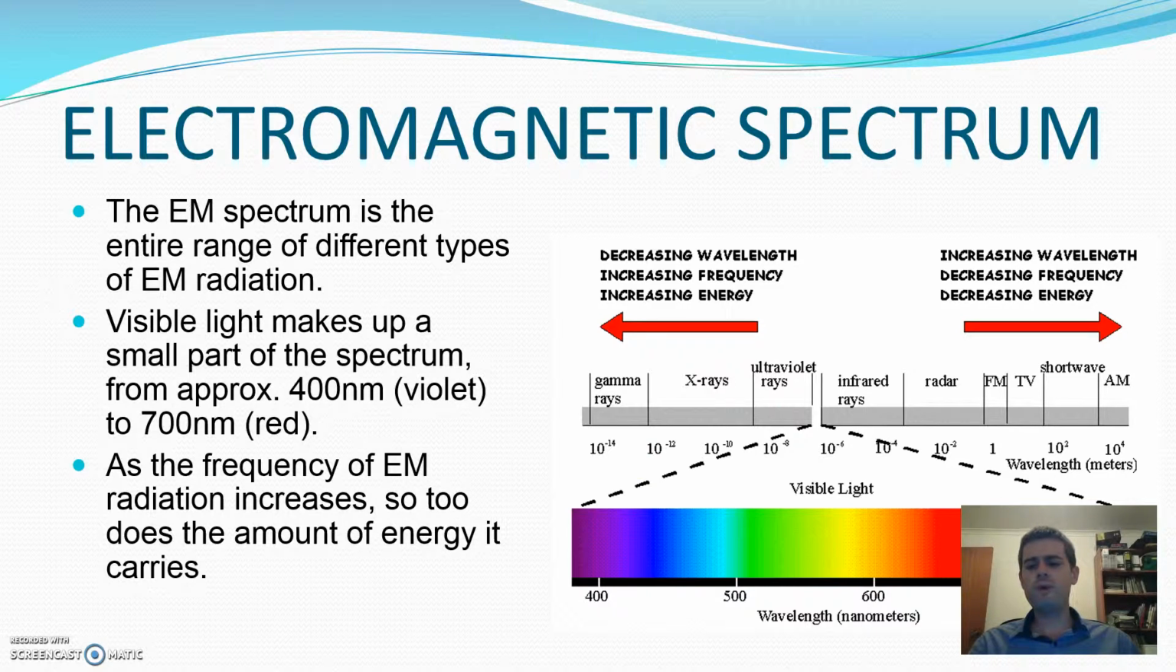So all of the different kinds of electromagnetic radiation, which includes light, put together forms what's called the electromagnetic spectrum, or EM spectrum for short. Now, visible light only makes up a very small portion of that, from 400 nanometers, which is violet, up to 700 nanometers for red light. And you can see in this diagram here that as you increase the frequency, the wavelength obviously decreases, but you also increase the energy as well. So things like gamma rays and X-rays will have a much higher energy than things like radio waves over here.